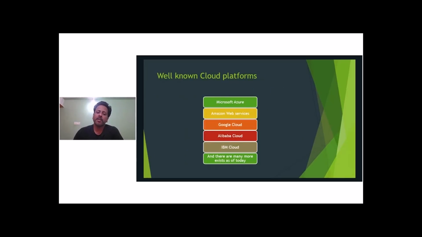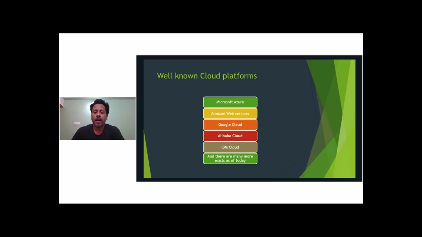Now you may ask which are the well-known cloud platforms. There are so many, but the leading ones I have depicted here. One is Microsoft Azure, then Amazon Web Services, then Google Cloud, Alibaba Cloud, IBM Cloud. Then there are so many others, VMware. There are so many.